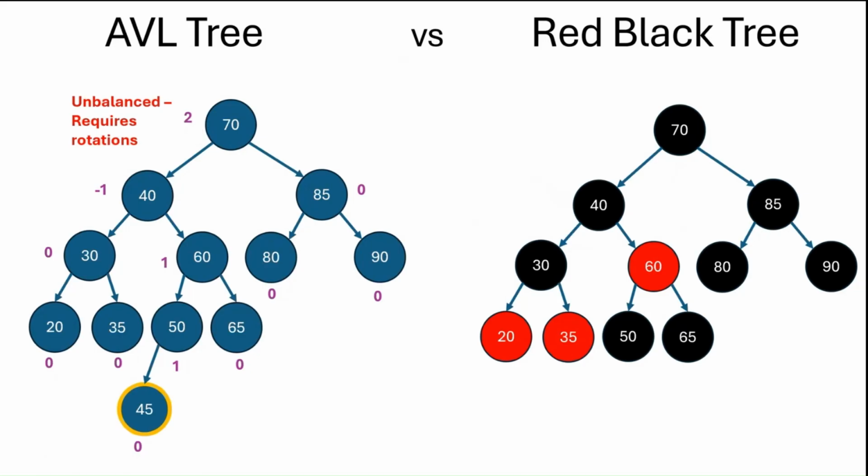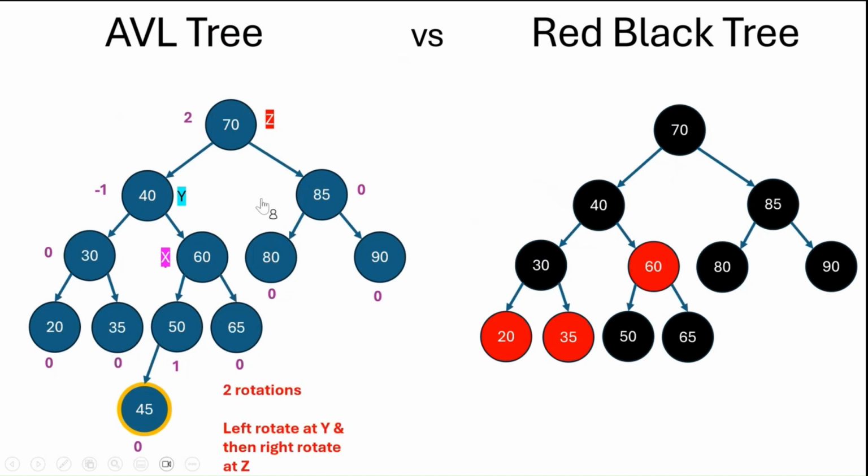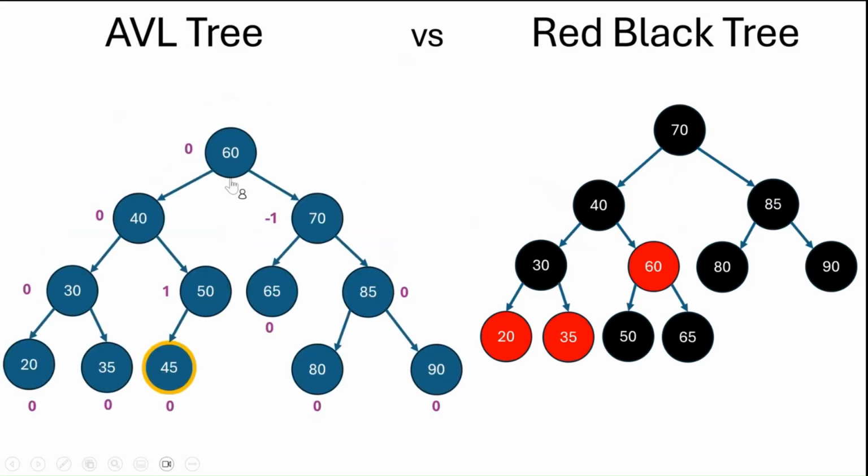So now it is unbalanced. In an AVL tree, what do we need to do? We need to do rotations. Now it is the left-right case, so we will require two rotations: left rotate at Y and then right rotate at Z. These are the standard rotations we apply in this situation. The point is that we require two rotations to make the tree balanced again in an AVL tree, with just one insertion of node 45.